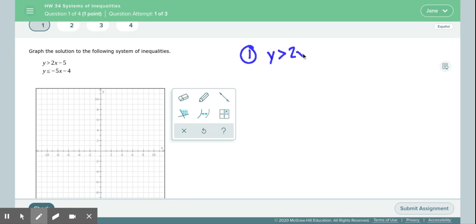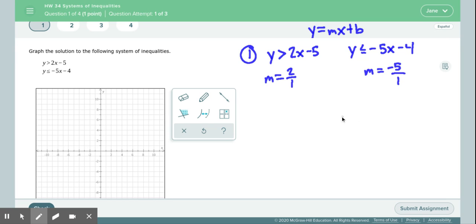So y is greater than 2x minus 5. You're also going to have y is less than or equal to negative 5x minus 4. The nice thing about this question is that these are already solved for y. So when you compare both of these to the formula y equals mx plus b, you can go straight to identifying your slope, m, as being the number in front of x. So mine would be 2 over 1 for my first inequality. And for my second inequality, my number in front of x is negative 5. So that would be negative 5 over 1.